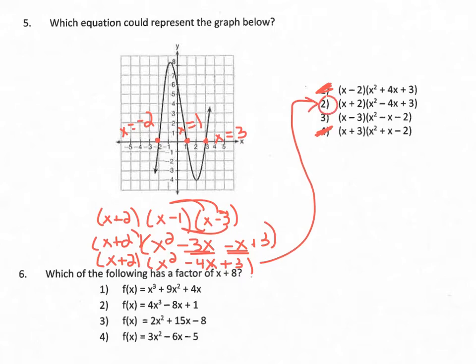Now, if you want to, you can try with choice 3. Here's the x minus 3. You can multiply together the x plus 2 and the x minus 1 to see if this is what you get. But you won't. You'll get something similar to it, but when you multiply out the x plus 2 and the x minus 1, you'll have a plus x instead of a minus x. So choice 3 doesn't work either.